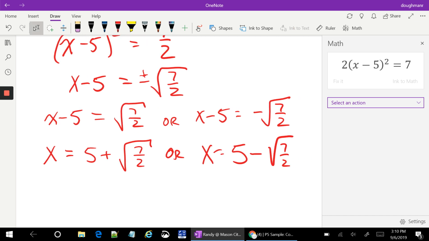And once again, we've got a rational number and an irrational number. We cannot combine those. We can punch them in our calculator and get an estimate. But that's what we're going to be left with. Just leave your answer in that way.